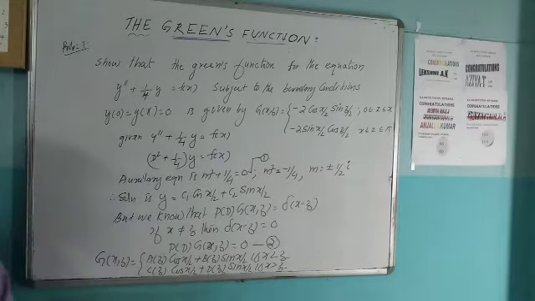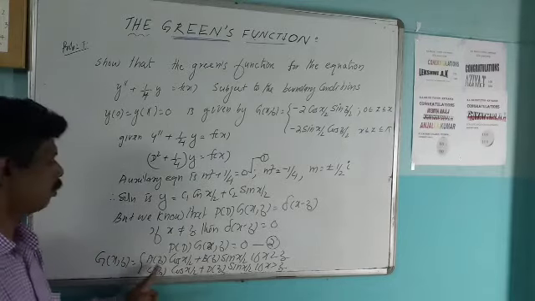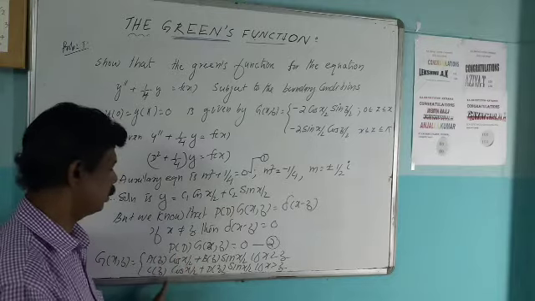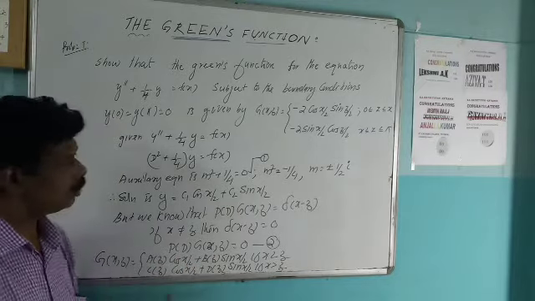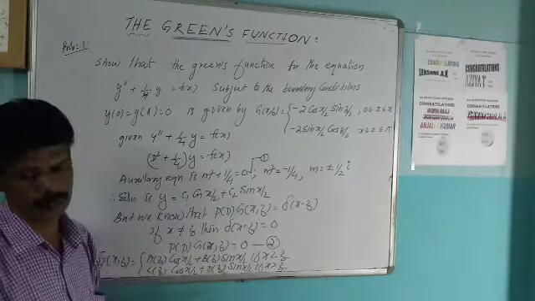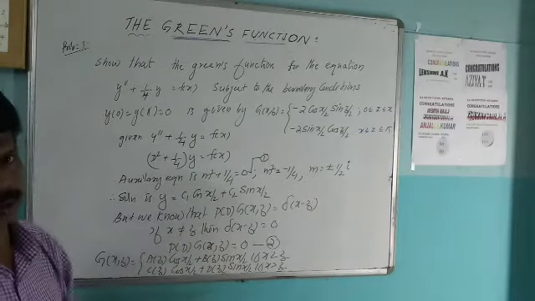By using those 4 conditions, we have to determine the values of a(z), b(z), c(z), and d(z). Then you will get the Green's function. Okay, I am going to drop this question.